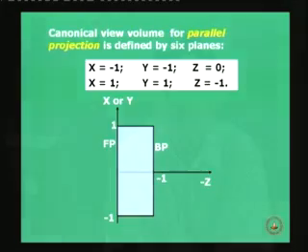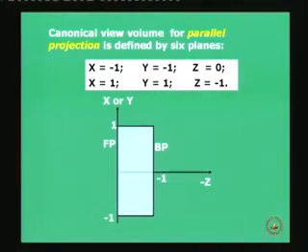There are two types of canonical view volumes which are used in projection geometry in terms of 3D viewing. One of them is the parallel projection canonical view volume, and the other is the perspective projection canonical view volume. The canonical view volume for parallel projection is defined by a set of 6 planes. You can visualize this to be a rectangular parallelepiped, where along the x and y axes the two bounding planes are at plus and minus 1 respectively. So, along x and y the size is 2, and along the z axis the size is 1, because it starts from z equal to 0 and ends at z equal to minus 1.